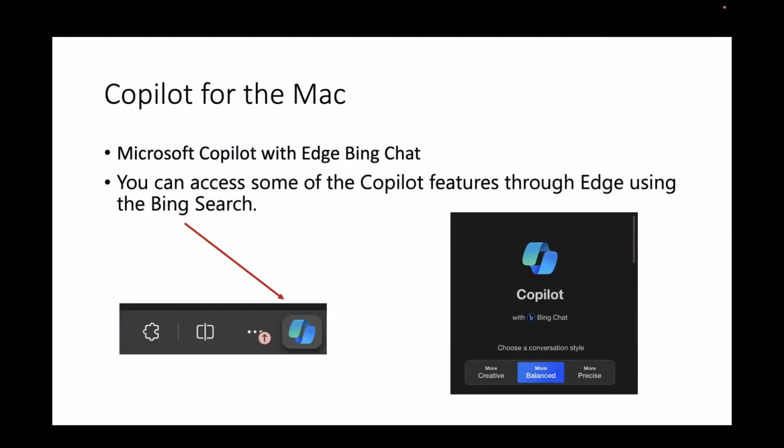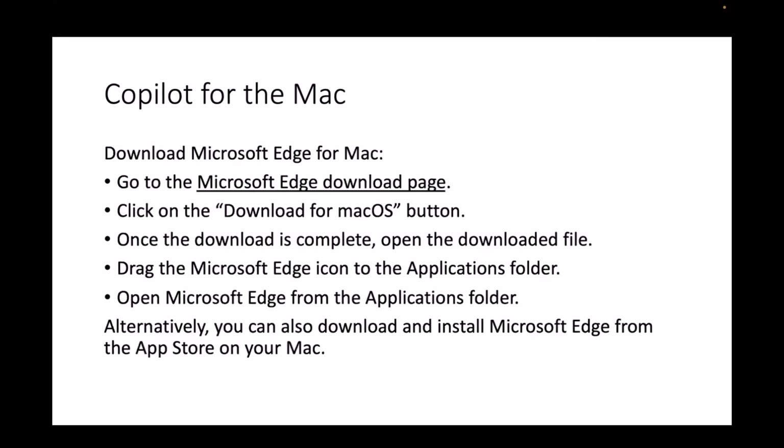And Microsoft, another feature that you can use for your Mac is the Microsoft Copilot with Edge Bing chat. And you can access some of the Copilot features through Edge using the Bing search. And to do that, you would download the Microsoft Edge for Mac. And to do so, you go to the Mac Edge download page, click on Download for Mac OS.